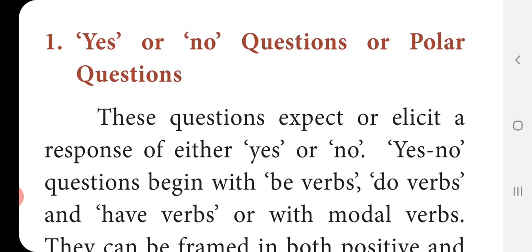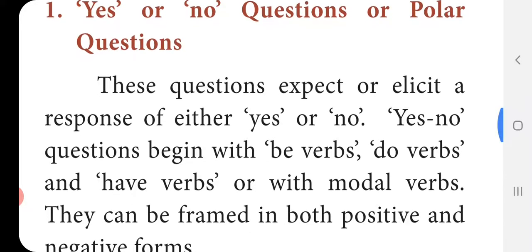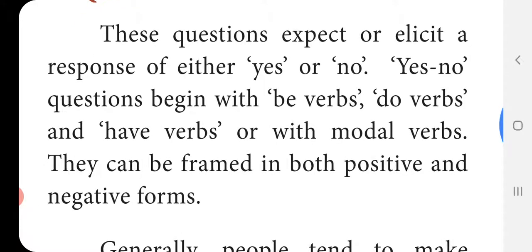Yes or no questions, or polar questions. By seeing the title itself, we can understand that the answer for these questions is yes or no. These questions expect or elicit a response of either yes or no. That's why it is called yes or no questions. Yes or no questions begin with be verbs, helping verbs, or do verbs: do, does, did, and have verbs: have, has, had, or with the modal verbs like can, could, etc. They can be framed in both positive and negative forms.